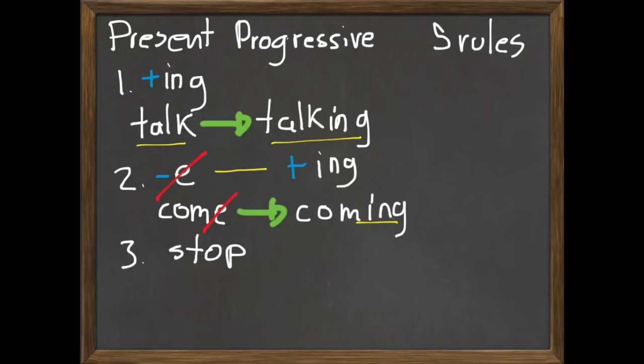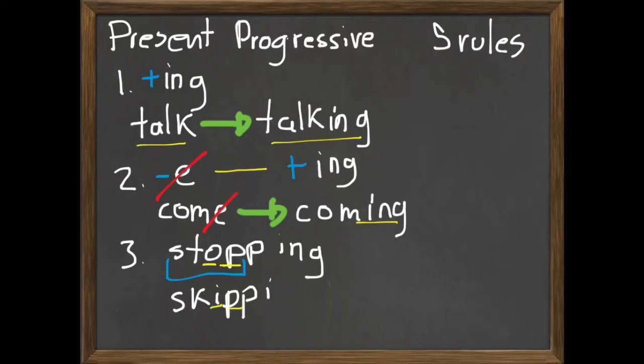For this next rule, the third rule, it's better to look at one example. Any word or any verb that is one syllable long and that ends with a vowel and a consonant will double that consonant and end with an ing. For example, stop turns into stopping. Skip ends with a vowel and a consonant, so the consonant doubles and it ends with an ing, skipping.